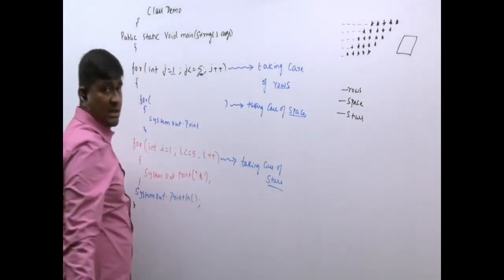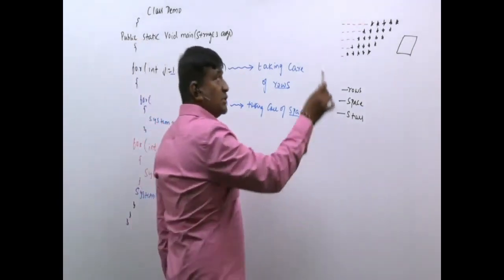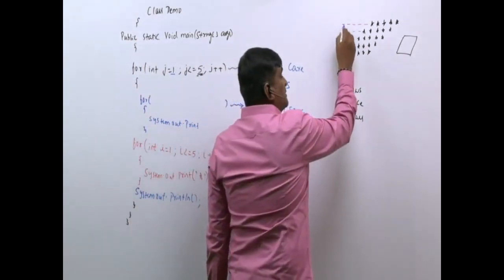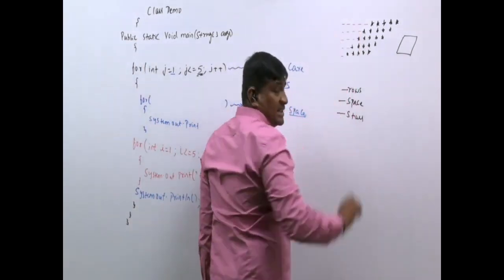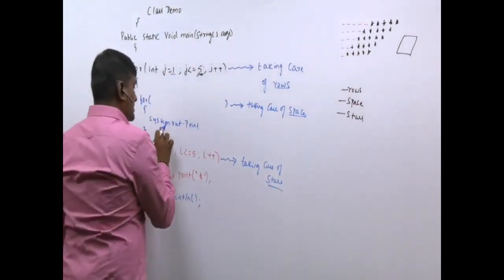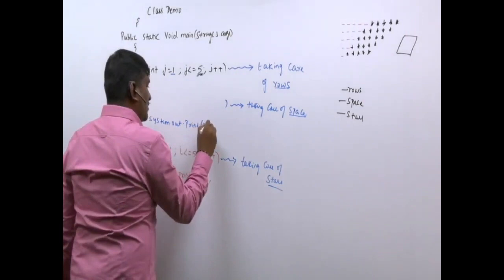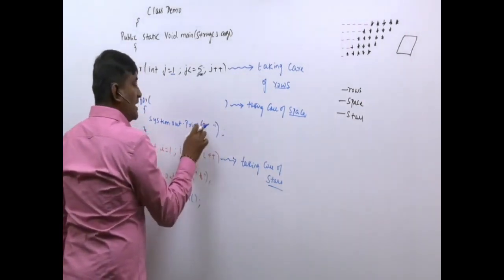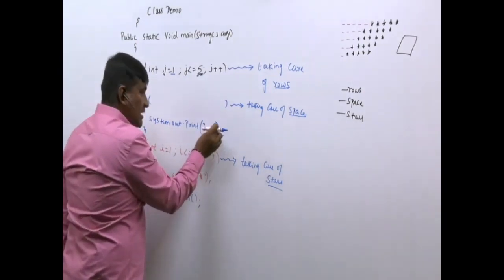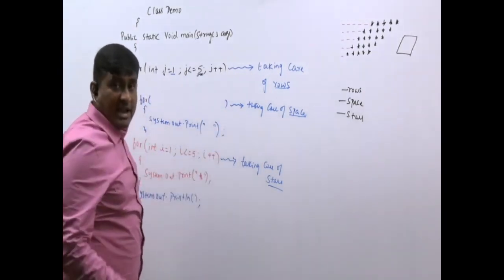Think correctly and answer. In order to display the space, should I use println? After displaying the space, immediately the next space should be displayed in the same line. Hence, I can't use println. I should be using what? Print. Hence, I will write System.out.print. Print what? One space. So double quotes open. Click the space bar, and one space will appear. Double quotes close.